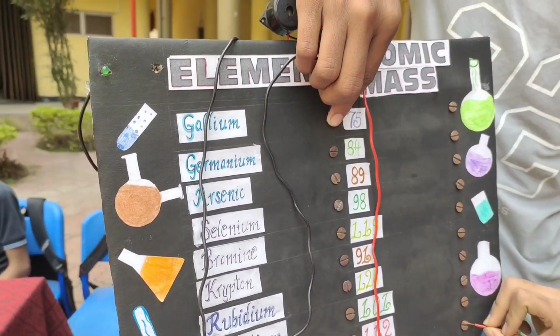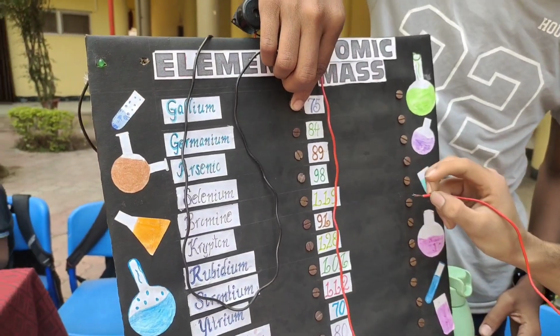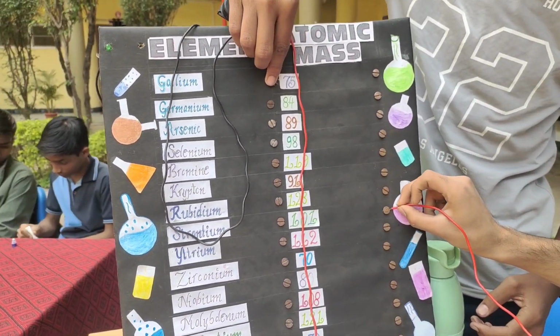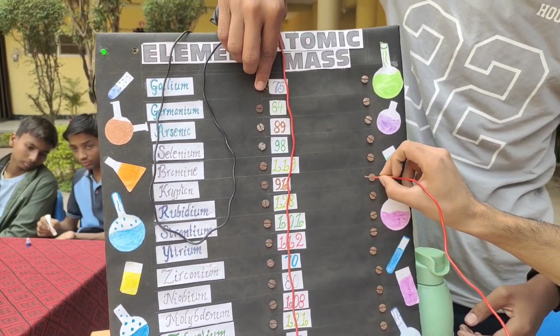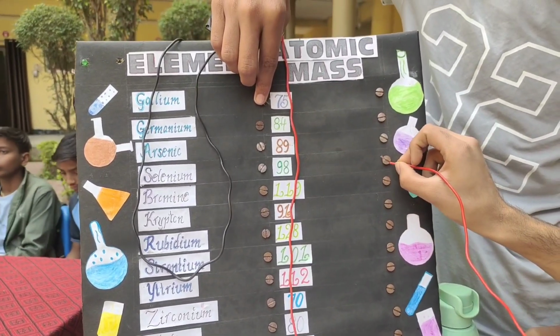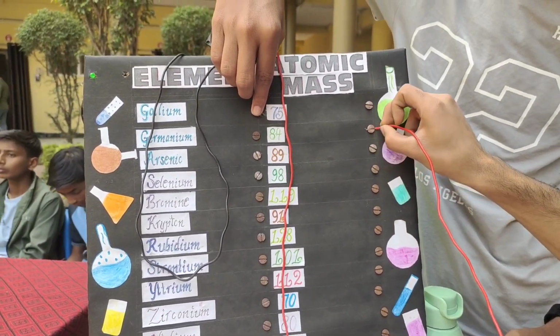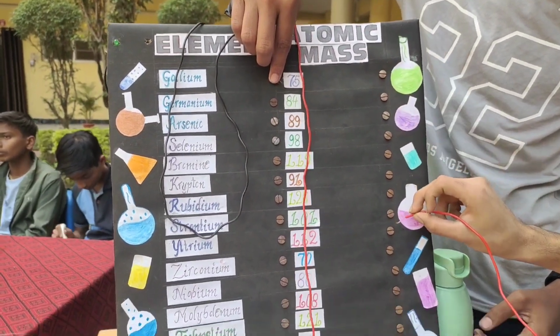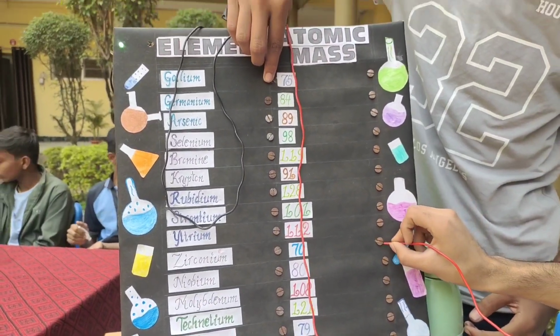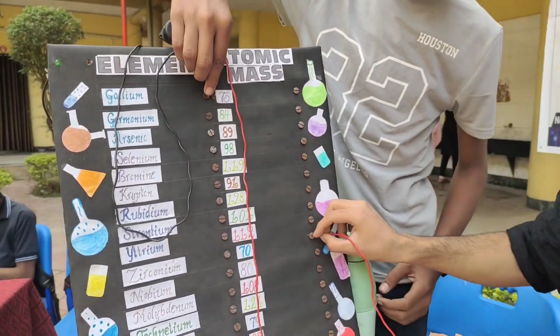As you can see, the atomic mass of gallium is 70. If I take any other atomic mass, then it shows no reaction and there is no buzzing sound. If it is incorrect, there is no buzz, and on 70 it is correct, so it is buzzing.